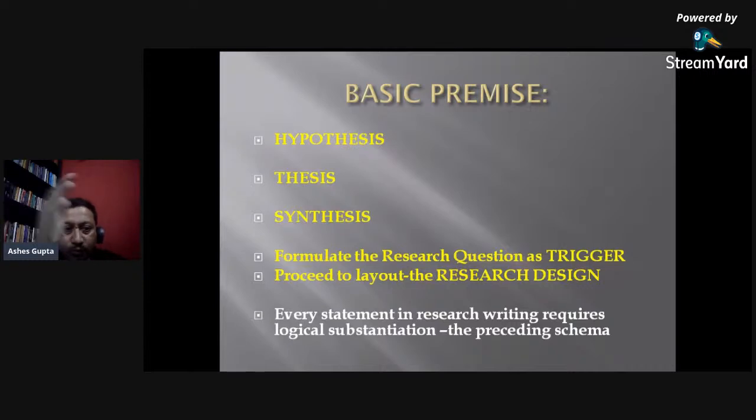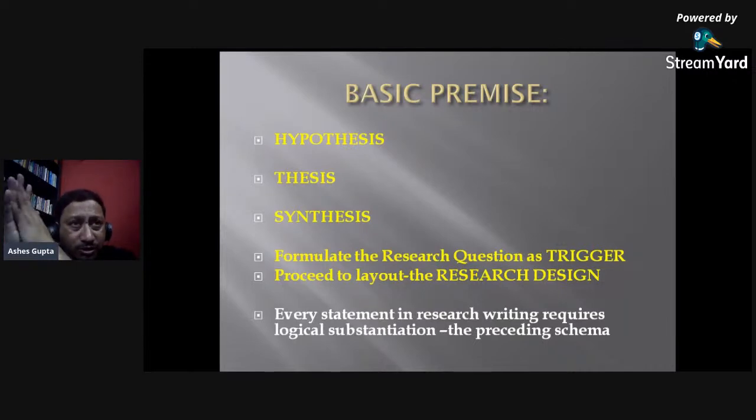Now, when you take up this triangulation of research, the hypothesis, thesis, synthesis model, you also have to formulate the research question as a trigger. Depending upon the topic or the area or the field that you choose, you will have to formulate your research question or your research questions, which would actually trigger you through the entire course of writing, composing your thesis and your synthesis. You should also know that you have to proceed according to a layout, a particular design, a particular schema, and that is your research design. This is very important. Now, these 2 points have to be very clear to you when you are writing your research paper or research article.